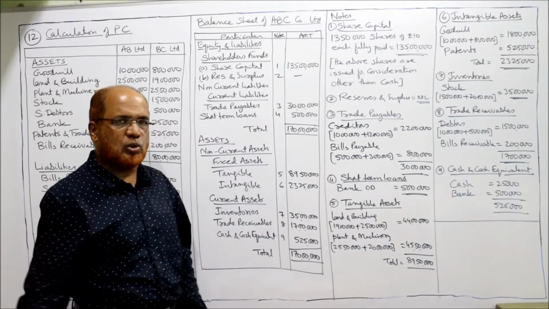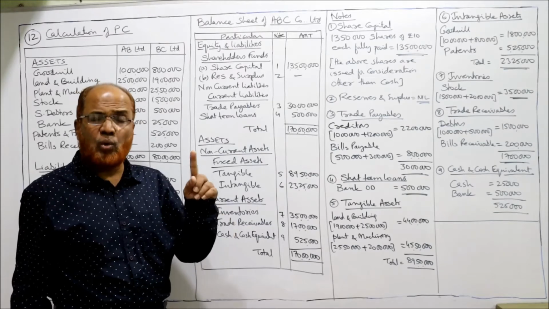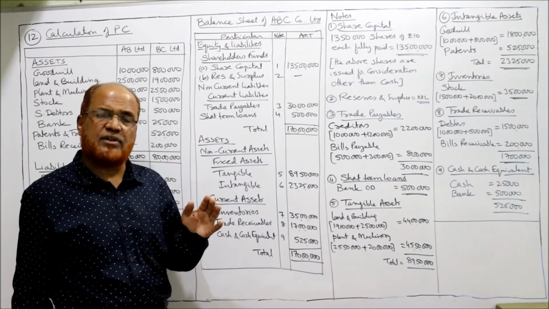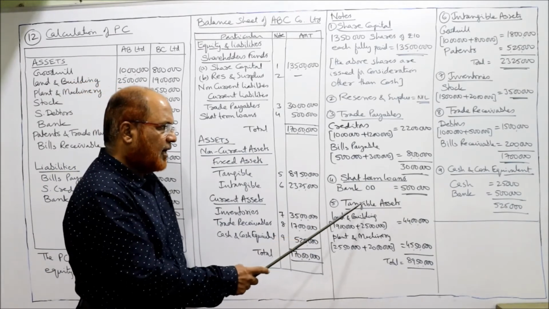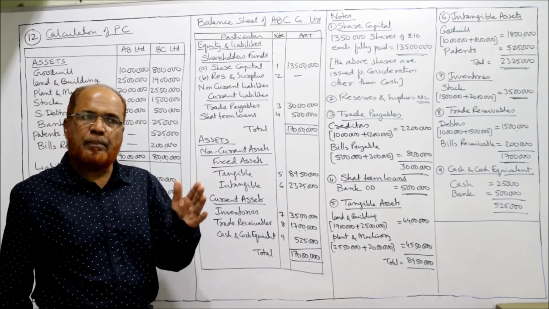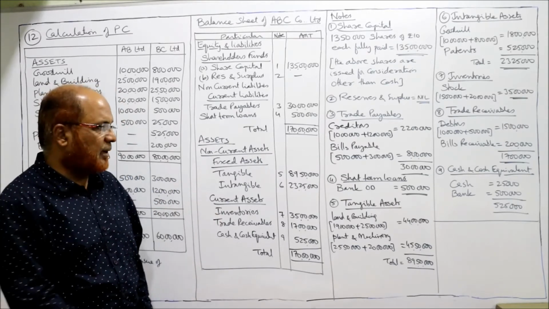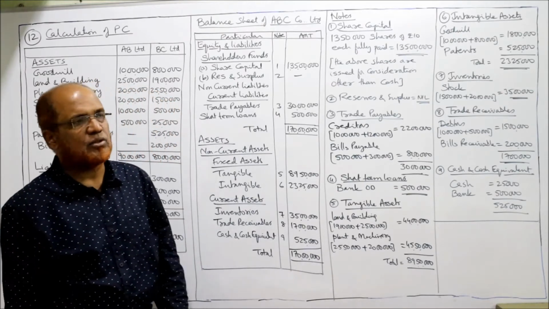Then short term loans. Short term loans में लेंगे bank overdraft. Only in BC company we have bank overdraft. That will be taken over by ABC company. Tangible assets. अब tangible assets में दो लेंगे, land and building, plant and machinery. Both दोनों कंपनी के ऐड कर दो, 89 lakh 50,000.